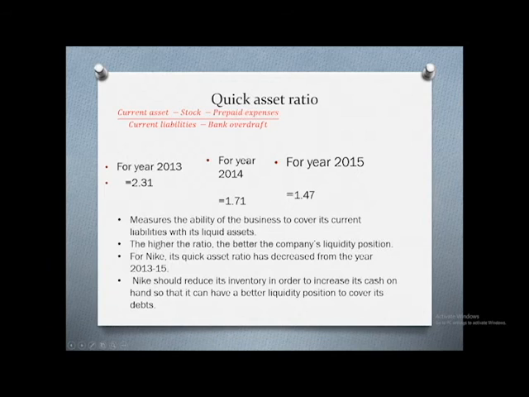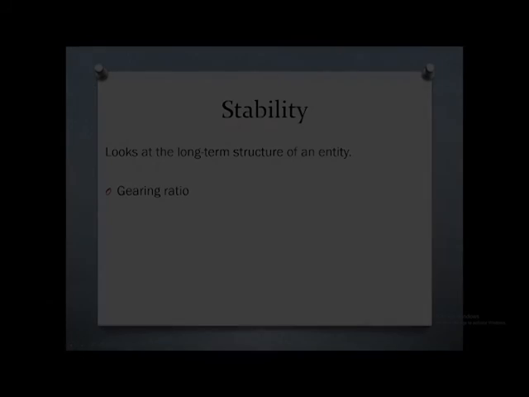Quick asset ratio measures the ability of the business to cover its current liabilities with its liquid assets. The higher the ratio, the better the company's liquidity position. For Nike, its quick asset ratio has decreased from the year 2013-15, indicating that it has less liquid cash to cover its debts. Nike should reduce its inventory in order to increase its cash on hand so that it can have a better liquidity position to cover its debts.